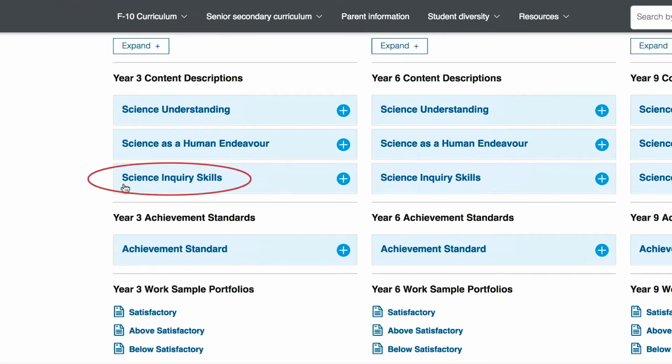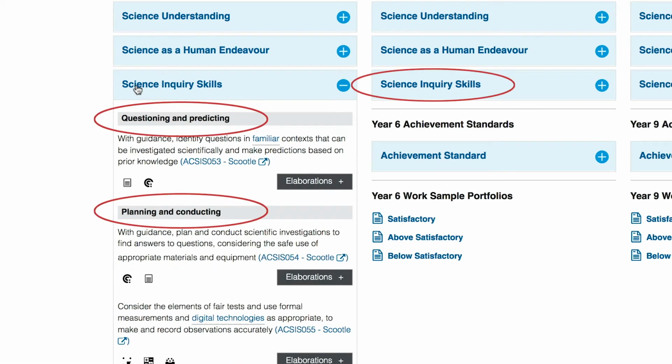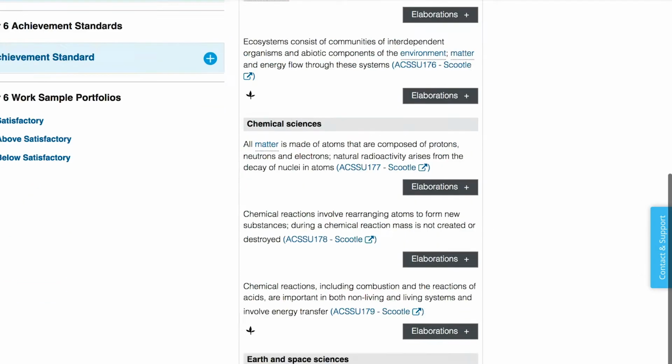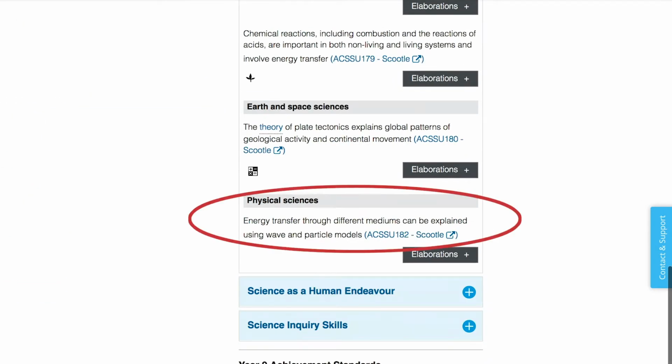The teacher accesses the Year 3 Science Inquiry skills to further extend the students' questioning and prediction skills and the planning and conducting of a scientific investigation. In this lesson, the class is exploring how energy can be transferred in the form of sound waves.